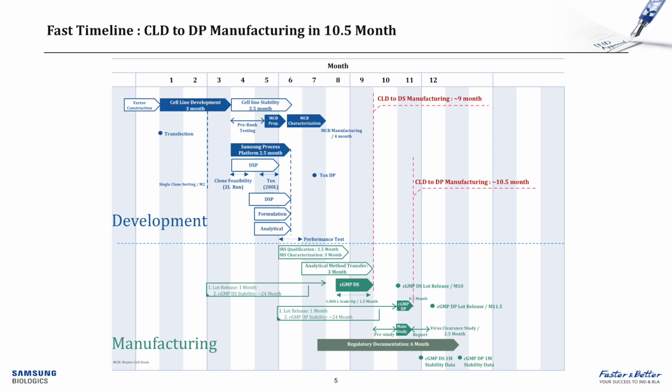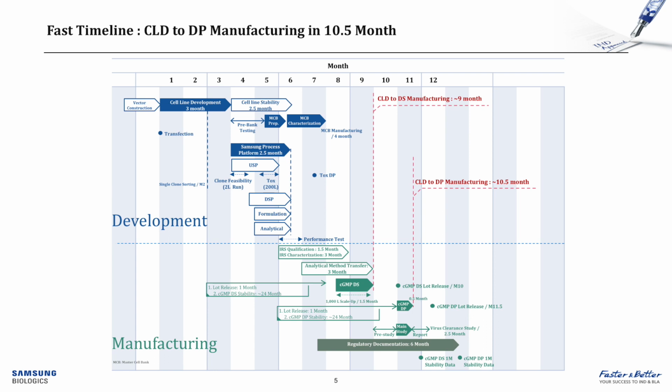From there, we move into the cell line stability program, which is 2.5 months for 60 generations. Simultaneously, we transfer the research cell banks for the pretesting to initiate the master cell bank prep, as well as the upstream process development activities, initiating with clone feasibility in the 2-liter run, and ending with the tox 200-liter run. As we initiate or complete the 2-liter runs, the material generated there can initiate the DSP formulation and analytical program timelines. From there, the timeline initiates for the manufacturing settings.